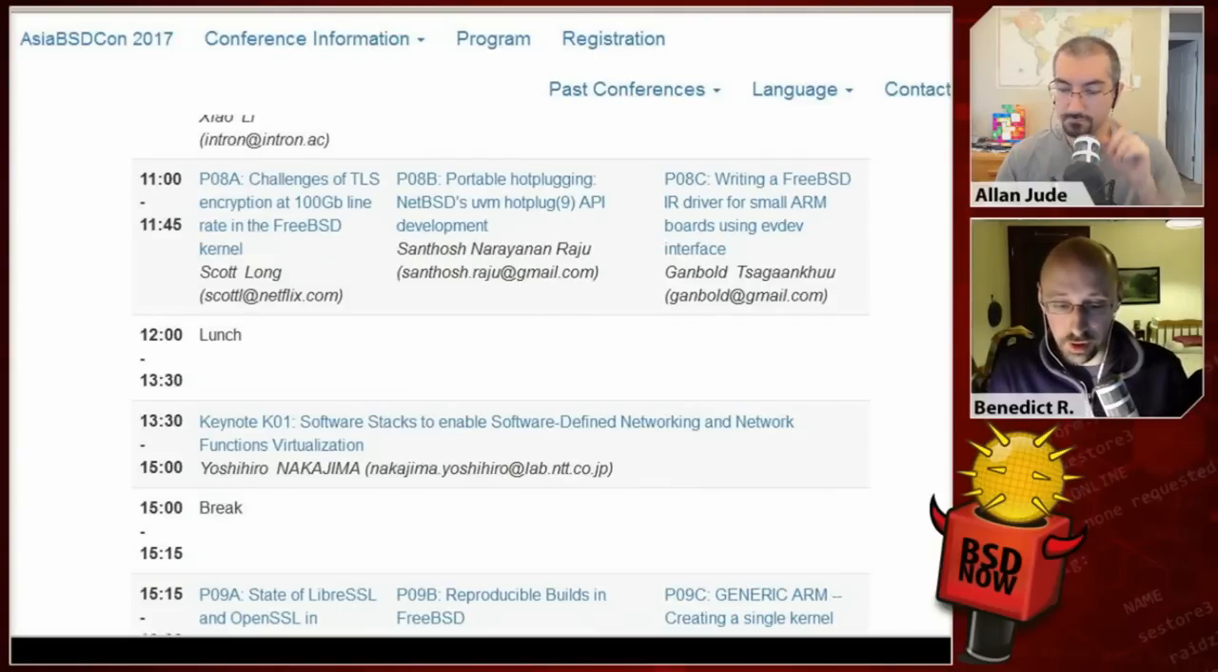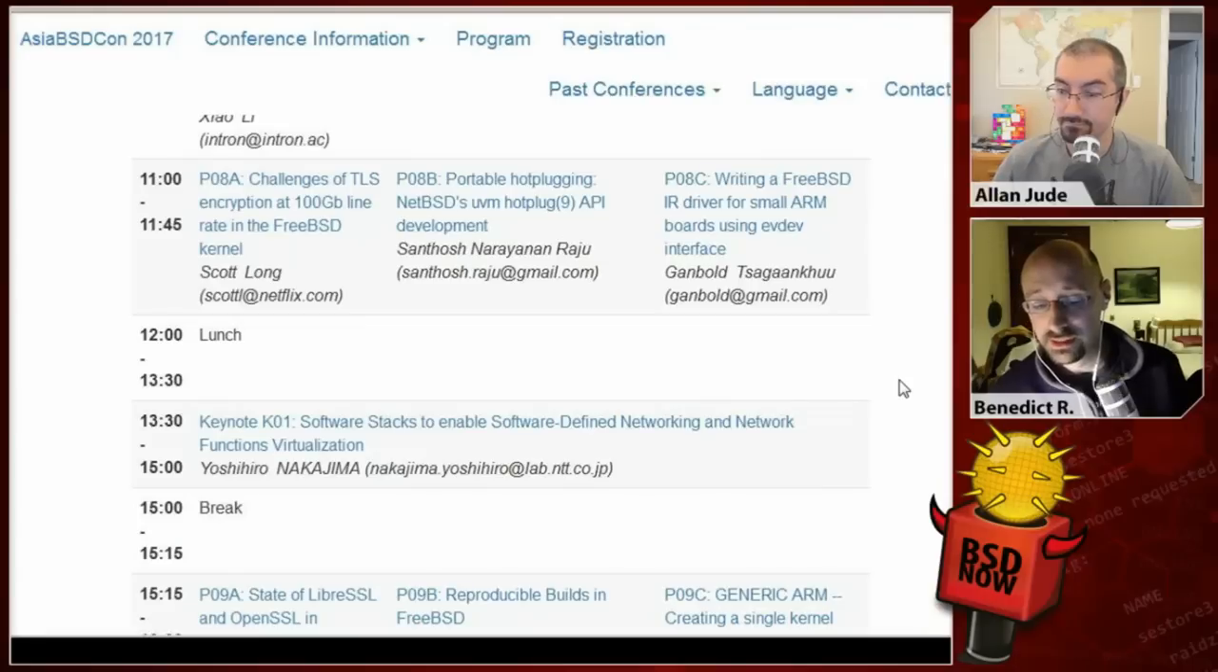But this is such a component that is very helpful to many other people as well. And yeah, what's next? The portable hot plugging, NetBSD's UVM hot plug API development. I didn't see that one, but it looks interesting. Yeah, it was nice to see so much NetBSD stuff. I know at BSDCan last year, one NetBSD developer that was there apologized at the end and said, we'll try to do a better job of submitting NetBSD talks. But it was nice to see such a good showing for NetBSD at the conference. Yeah, especially at AsiaBSDCon, where they had a booth with a couple of interesting machines. And that also gave the NetBSD people a good reason to come to the conference as well.